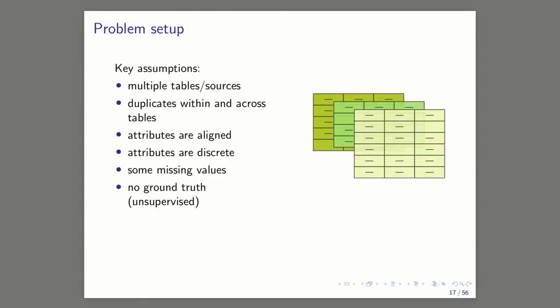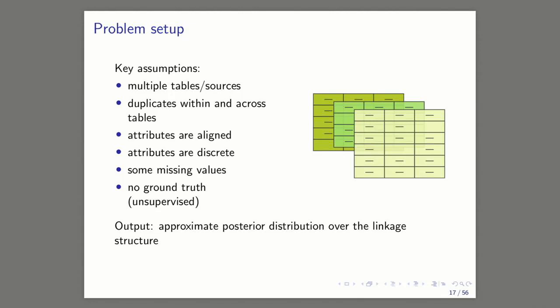Okay, so first I just want to give the assumptions, and then I'll explain what the model looks like. We're assuming that we have multiple tables or data sources. We have duplication within and across the tables. The attributes are aligned and discrete. We can also have textual data. We have missing values, and we're assuming there's no ground truth, so it's unsupervised. If we do have some sort of ground truth, of course, we can use it to look at some accuracy metrics, but it's not embedded in the model at all.